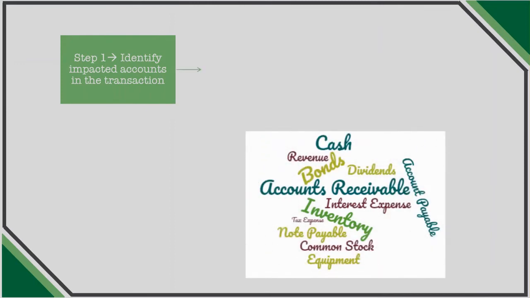Step 1. Read the transaction event and identify the impacted accounts as a result of the event. Note that every event has at least 2 components, as this ensures we always balance. But as you move forward in your accounting courses, you will find that certain transactions may impact 3, 4, or even more accounts. The process here doesn't change.